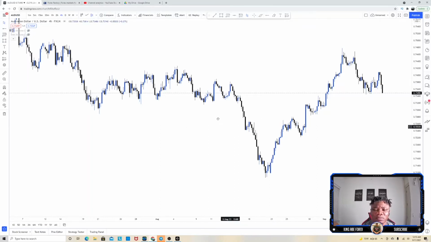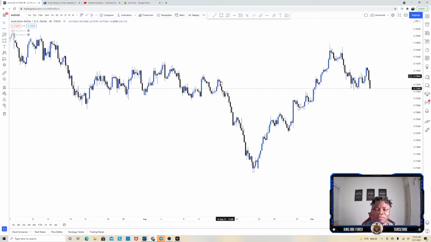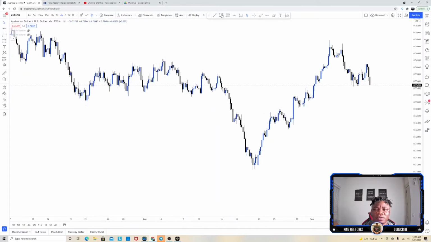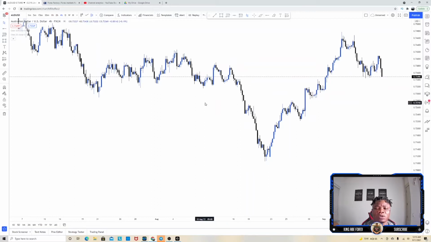Now, if we look at this chart here, if we take a look at this sell that happened right here, if we want to get in this sell trade when the market was open, what we need to be looking out for is we need to have our support zone.